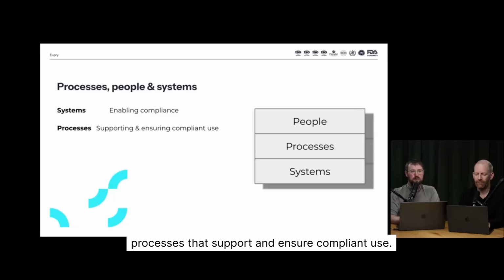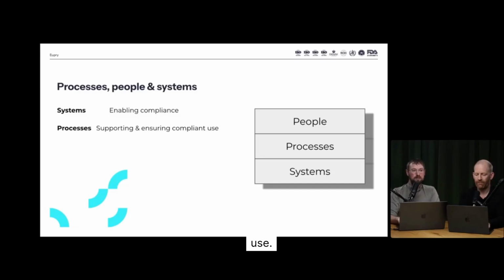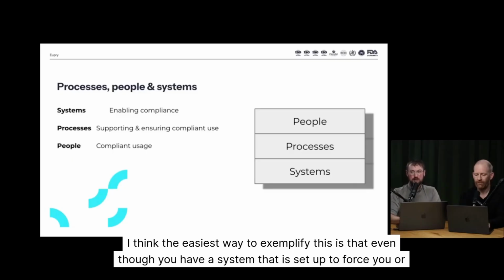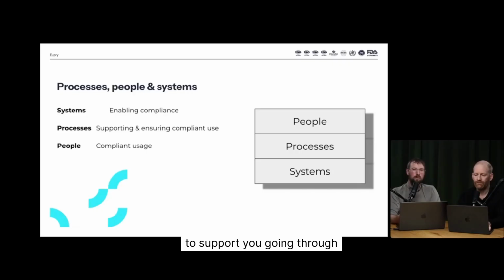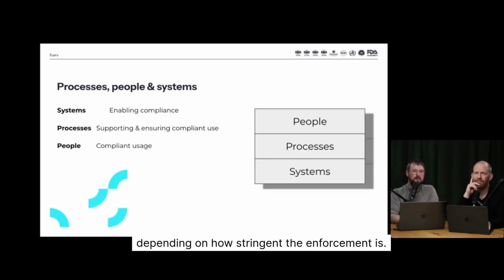Secondly, processes support and ensure compliant use. Using systems through a set of processes that are agreed upon and repeatable supports compliant use. But in the end, it's people who have compliant usage. I think the easiest way to exemplify this is that even though you have a system that is set up to force you or to support you in creating records in a certain way, you could always share your password, or you could always not follow the process, depending on how stringent the enforcement is.